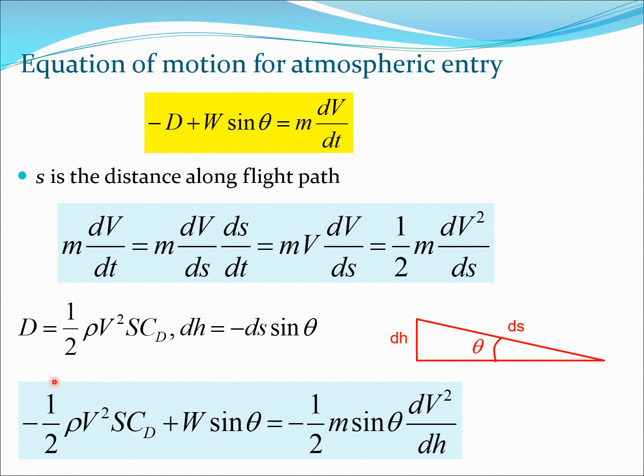Now before that we'll make one more transformation. We will use the fact that dH is minus ds sine theta, and that simply comes from the geometry of the problem and the fact that theta is actually now negative with respect to the horizontal line.